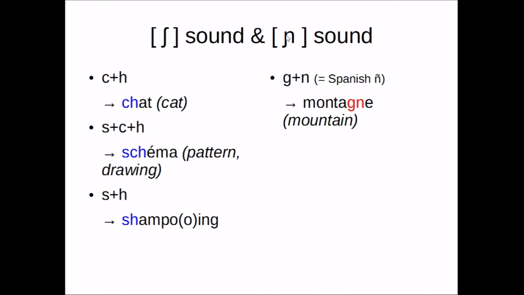Alright, so now let's talk about this one here. This guy is pronounced nia. If you know Spanish, or if you're Spanish, you know this sound, and it's like the N with a little wave on it. Wave or tilde, anyway. It's like this letter in Spanish, so it's the same sound as in montagne, which means mountain in English.